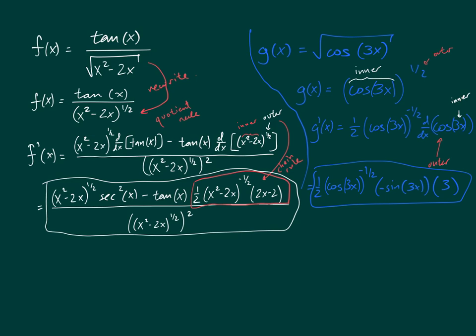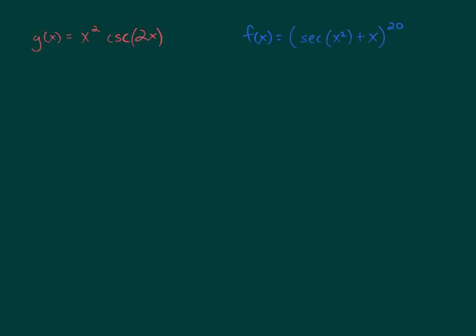All right, on to the last slide. So for this last slide here, we have 2 more functions, and we are trying to find the derivative without simplifying them. So again, here we will have a product rule, and this time I am just going to jump into the derivative itself. So here we will have g prime of x, which will be involving a product rule. And I can tell that because of this multiplication here. I've got x squared and cosecant 2x.